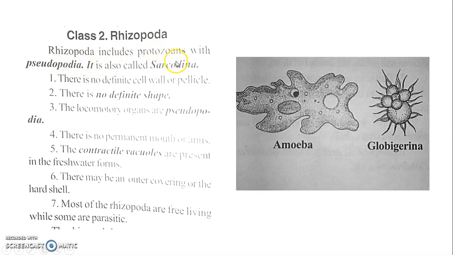Rhizopoda includes protozoans with pseudopodia. It is also called Sarcodina. Amoeba and Globigerina are examples of class Rhizopoda. There is no definite cell wall or pellicle, so there is no definite shape of the organism. Here, this amoeba changes its shape. The locomotory organs are pseudopodia. Pseudo means false, podia means foot, false foot. These are the false feet, pseudopodia.